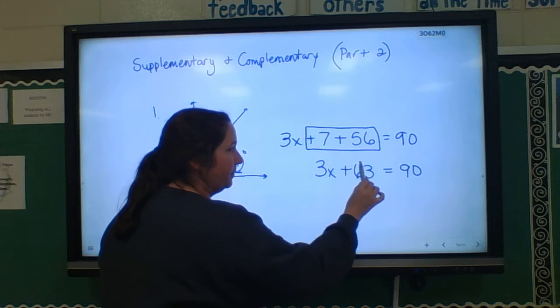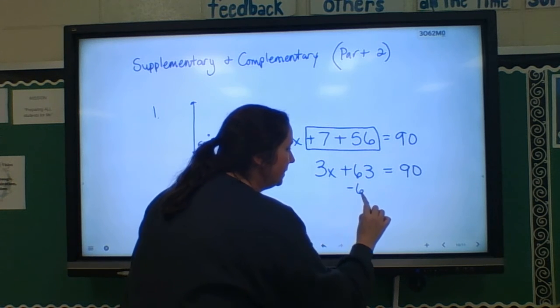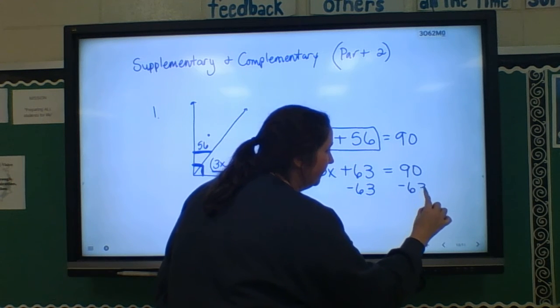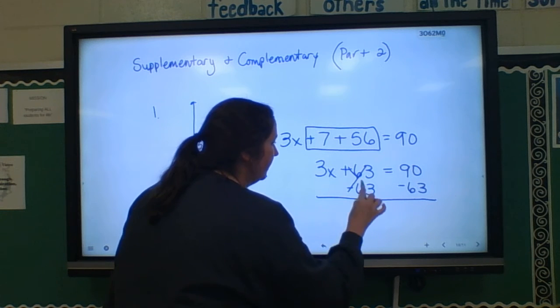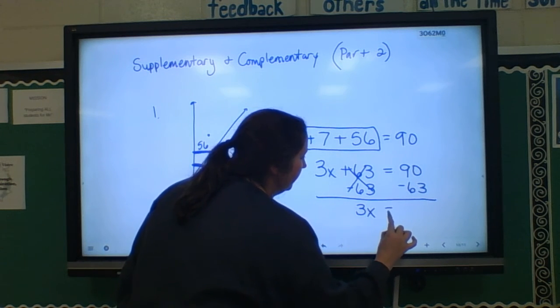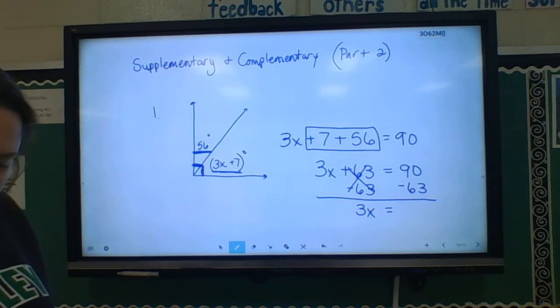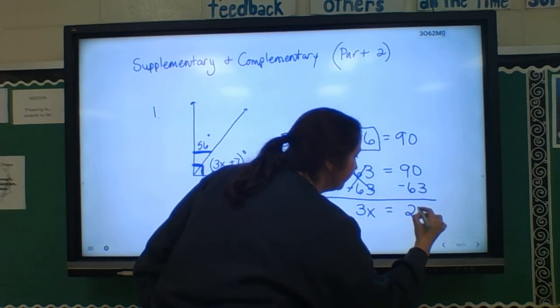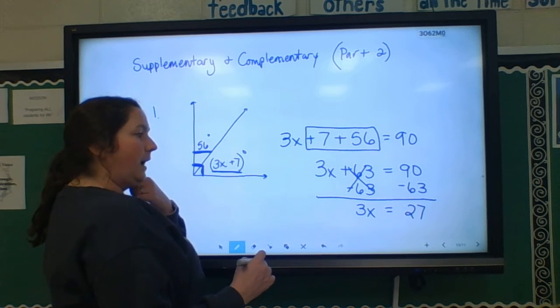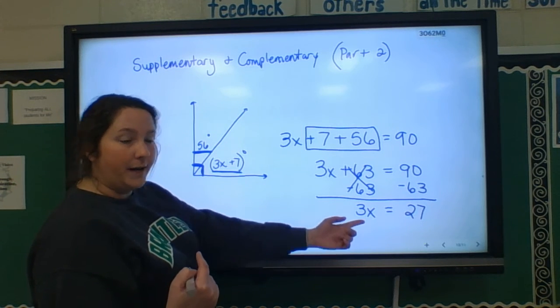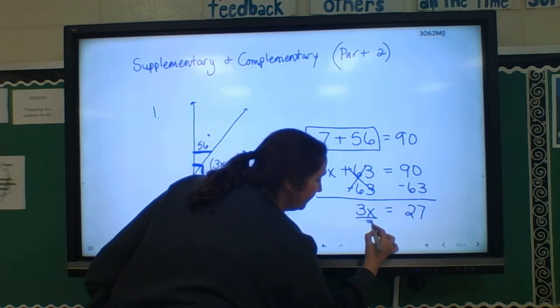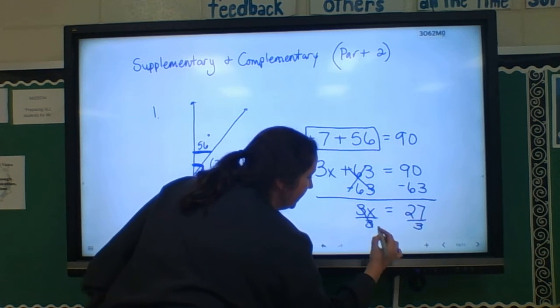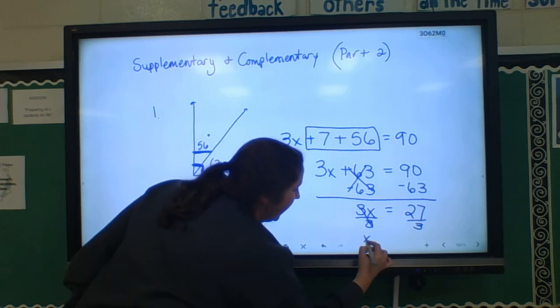All right, if it's a plus 63, then I'm going to subtract 63. So 90 minus 63 is 27. And then same thing, if it's a 3x, I'll divide by 3. So x equals 9.